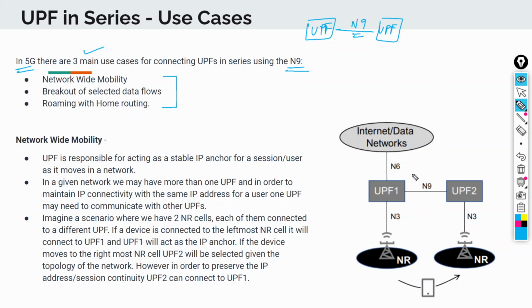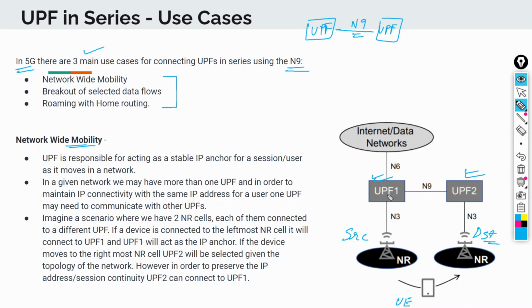Before we look at this text, let us look at the diagram. You have your source NR, new radio, and you have your destination NR, right? And then your user equipment is moving from the source to the destination. This is the case of network-wide mobility. That's why we are talking about mobility. In this case, the source NR is connected to UPF1 and the destination NR is connected to UPF2. And these two are different.